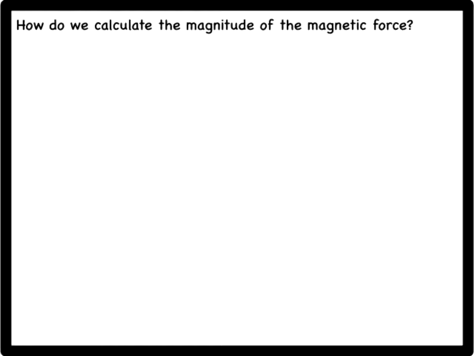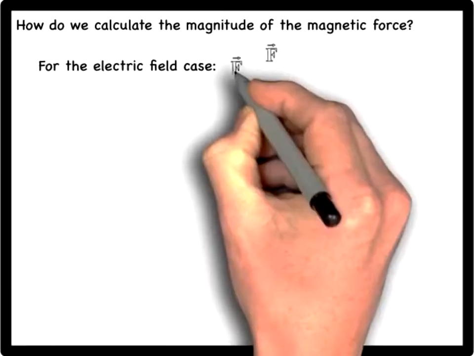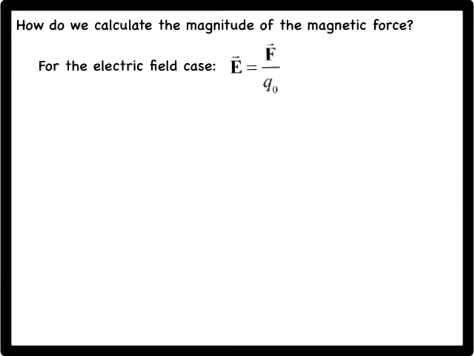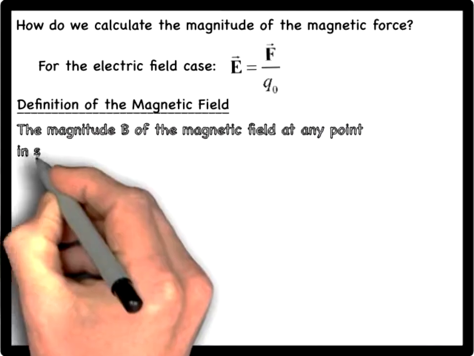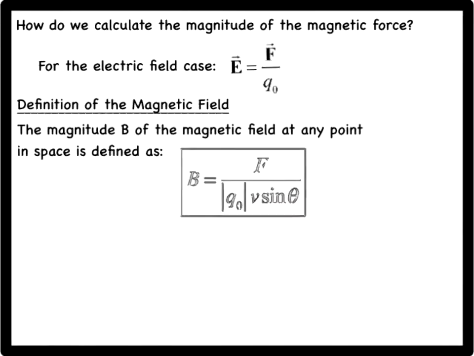In doing this, we will end up defining the magnetic field in much the same way we did for the electric field case. Recall that the electric field at any point in space is the electrostatic force per unit charge that acts on a test charge Q0 placed at that point. In other words, to determine the electric field E, we divide the electrostatic force F by the charge Q0. In the magnetic case, however, the test charge is moving, and the force depends not only on the charge Q0 but also on the velocity component v sine theta that is perpendicular to the magnetic field. Therefore, to determine the magnitude of the magnetic field, we divide the magnitude of the magnetic force by the magnitude of the charge and also by v sine theta, according to the following definition.